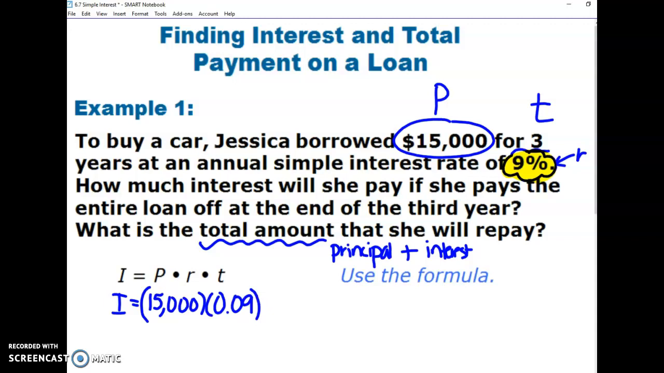And our amount of time, let me see, what was it? It is for 3 years. So I'm going to put 3 in right there. Now using our calculator, we're going to multiply that together. So I'm going to enter in my calculator 15,000.